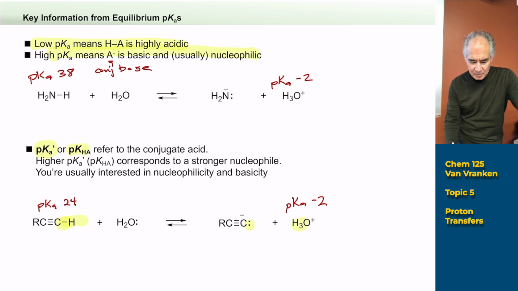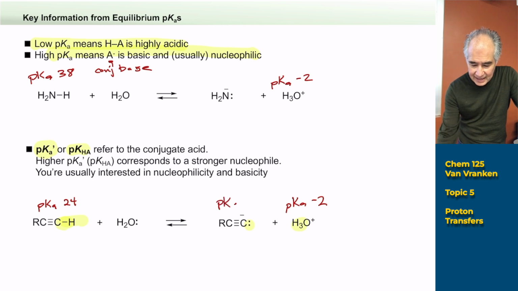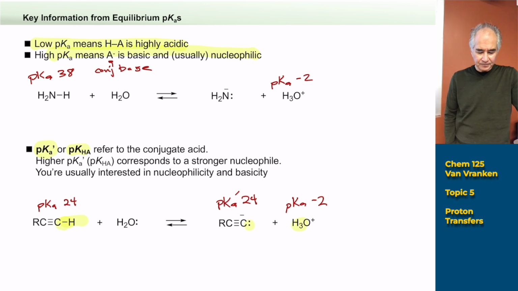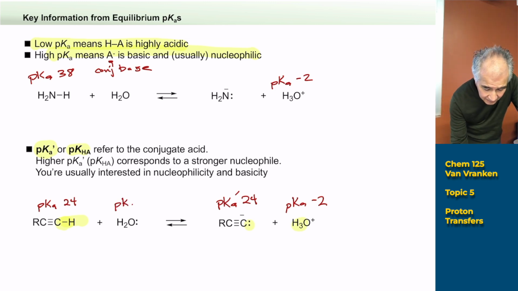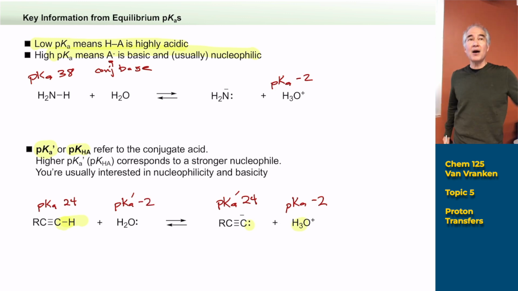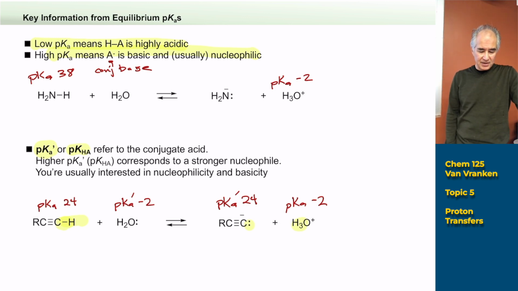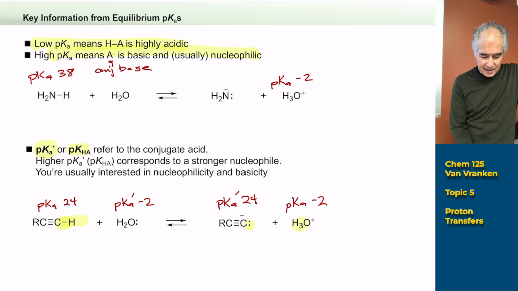So we have this thing called pKa prime, pKHA, and the pKa prime for this acetylide anion is very easy. It's just the pKa if you had stuck a proton on there, and it's still 24. If you know the pKa when it's got a proton, then you know the pKa prime. And the pKa prime for water, what would the pKa be if you stuck a proton on water, is minus 2. So if you've memorized the pKa's, then you know the pKa prime for the conjugate base. And that's a quite powerful generality that we use.